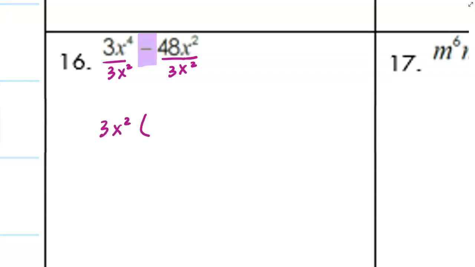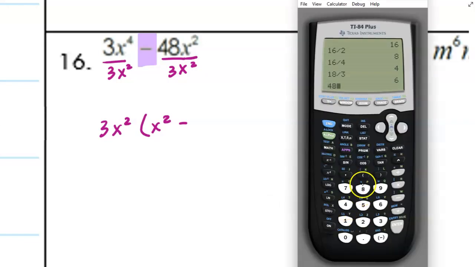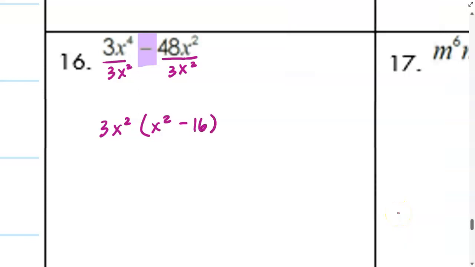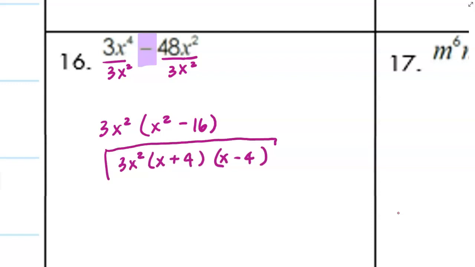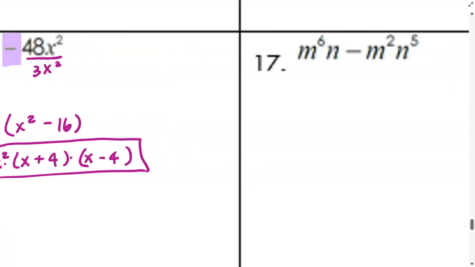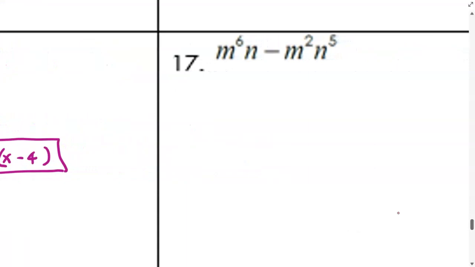So that's the common factor. It's 3x squared. So I have an x squared minus 48 divided by 3. So that's 16. Now that's a beautiful perfect square. Split the x's. One's a positive, one's a negative. Square root of 16, 4 and 4. Everything that you see has multiplication in between. That is completely factorized. Okay, good job.